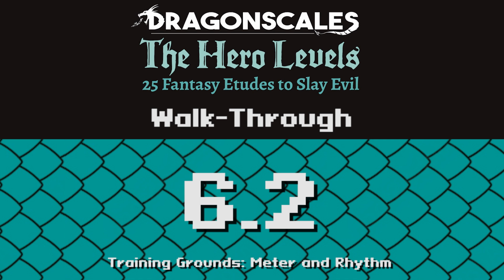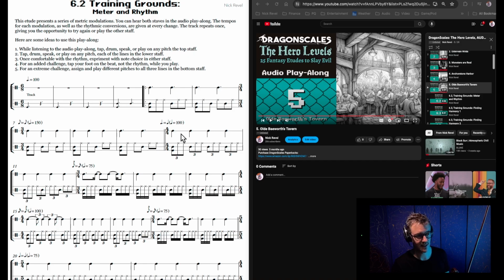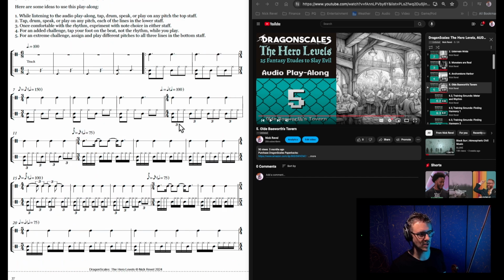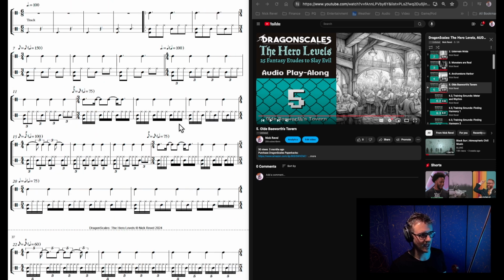Okay, 6.2, meter and rhythm. This is one of the hardest etudes in the book. It is the same for both noble and legend difficulties. I think before we get into these 1 through 5 ideas on the page, we should just explain and try to understand what this is all about.